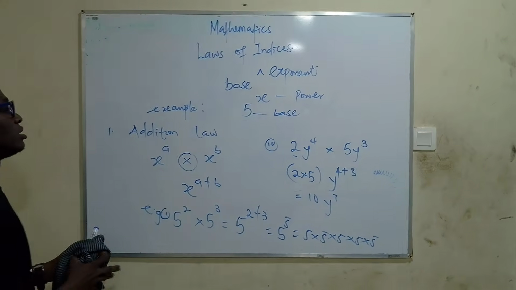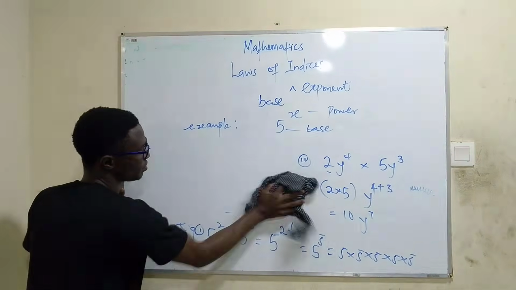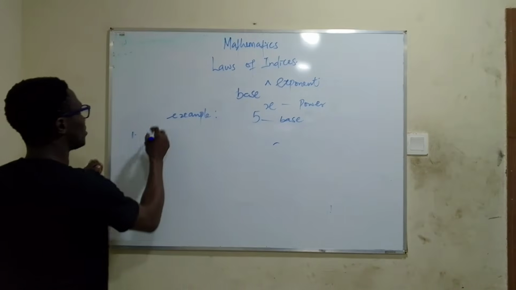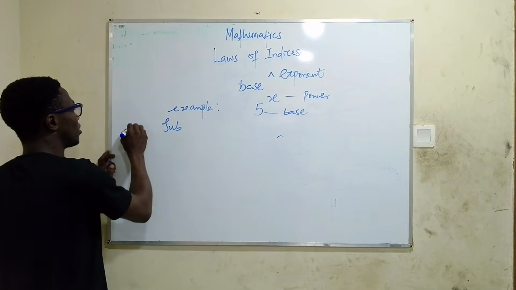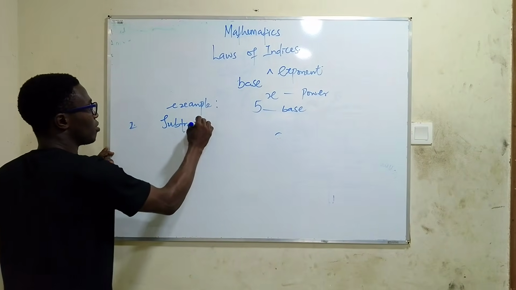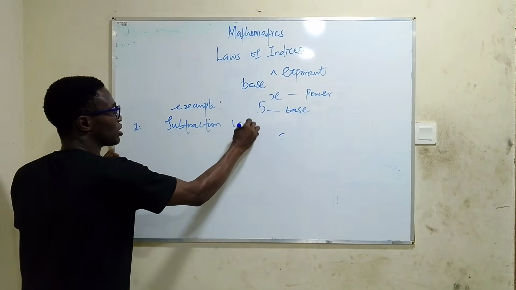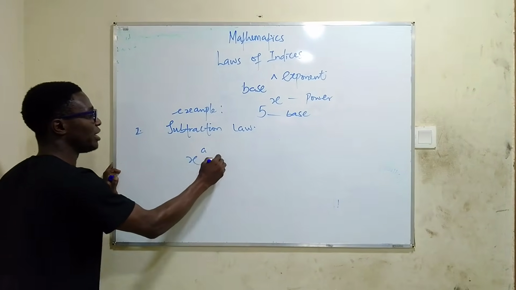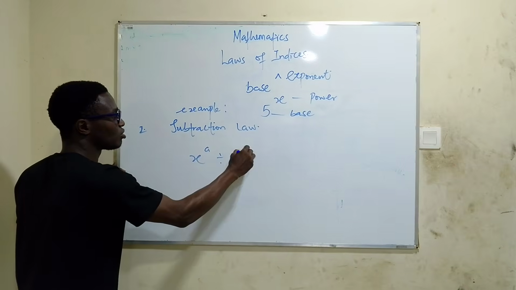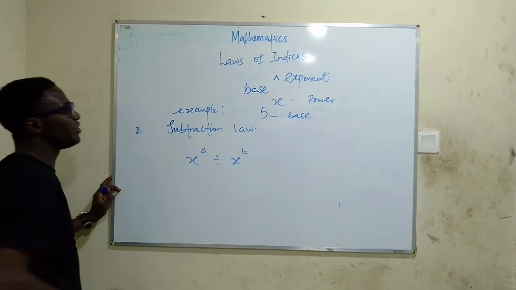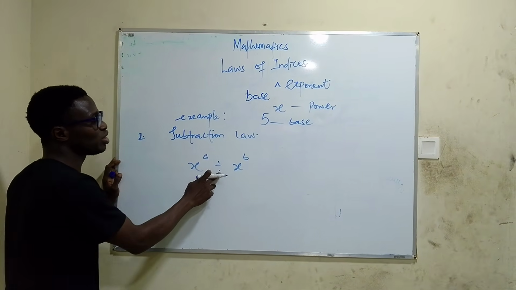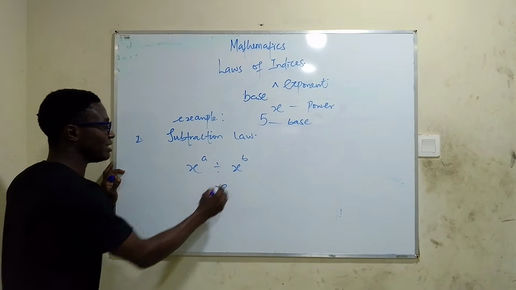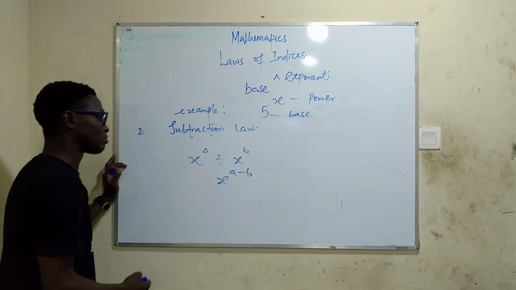Let's talk about the subtraction law. Talking about the subtraction law, we have x to the power of a divided by x to the power of b. If we have this case, because the division sign is in between but the bases are still the same, we take one of it and we say a minus b.